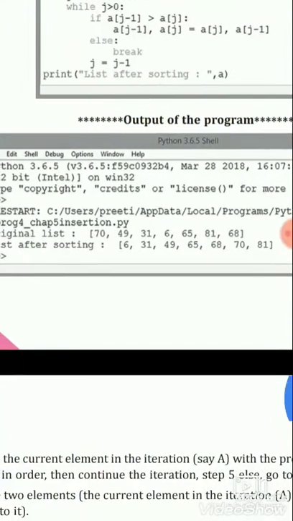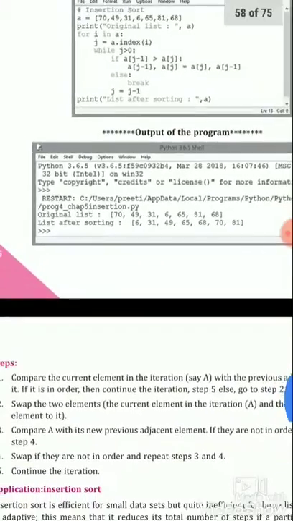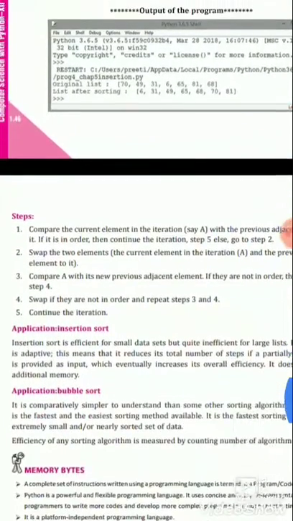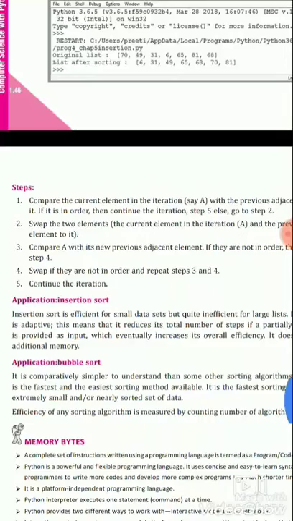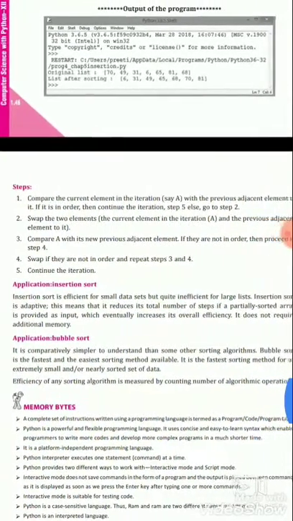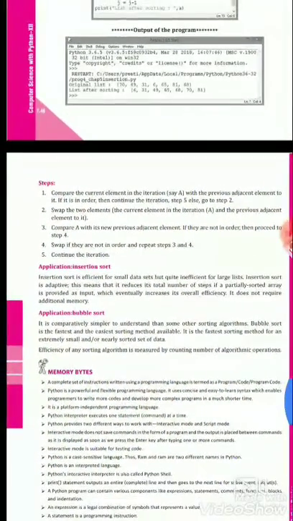Here an output is given. So let's understand the steps. First, compare the current element in the iteration set, say A, with the previous adjacent element to it. If it is in order, then continue the iteration, step 5, else go to step 2. Second, swap the two elements, A and the previous adjacent element to it.